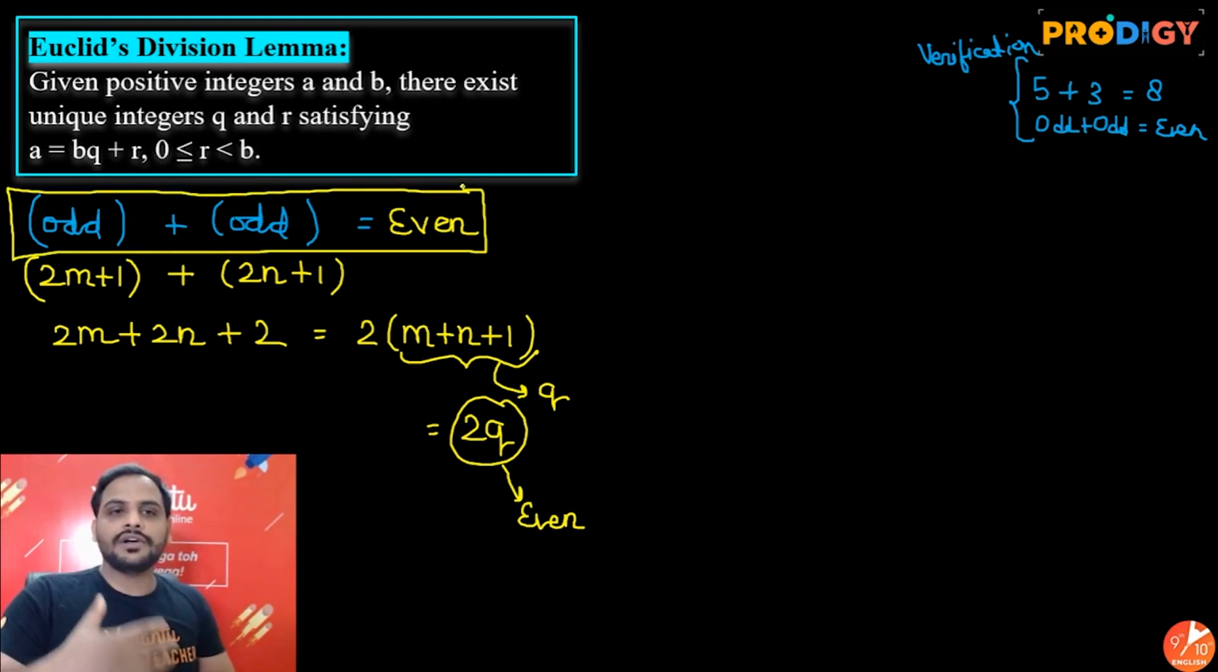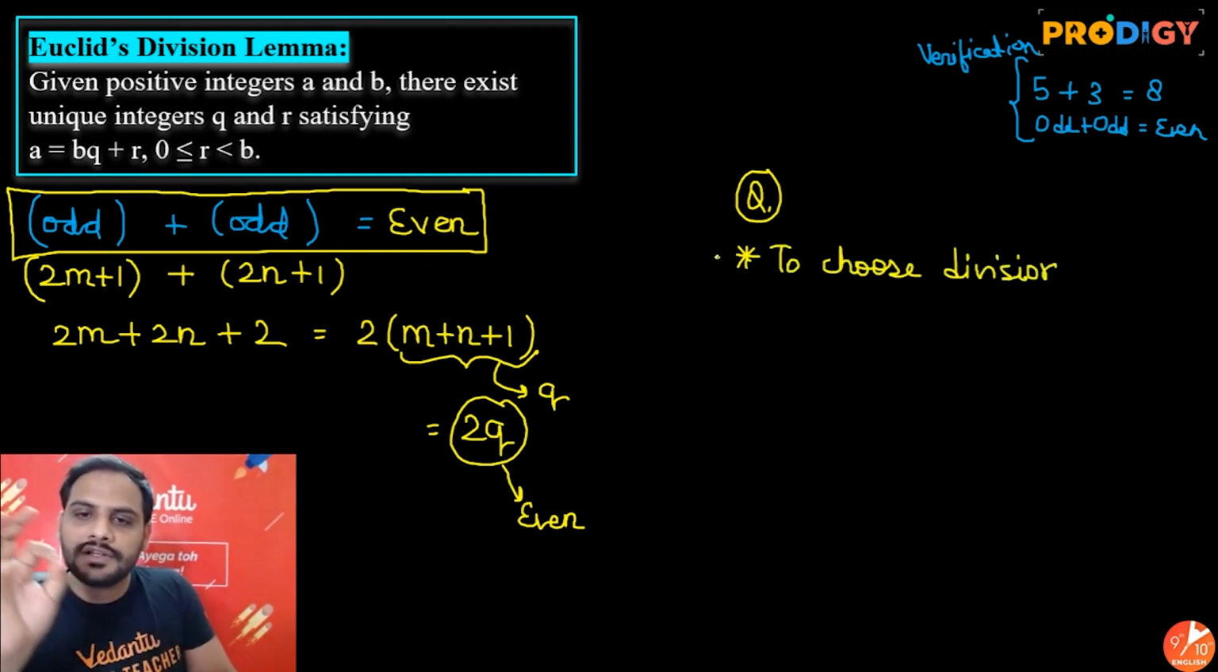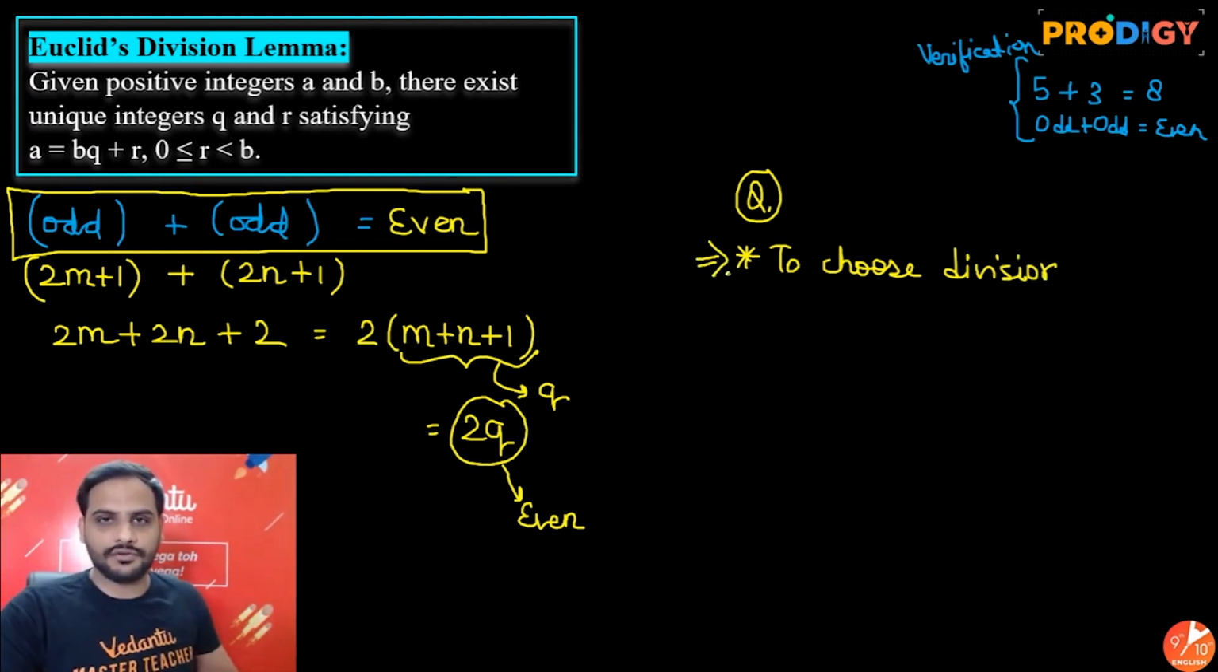So this is how we use the Euclid's division lemma in different types of questions. Remember, in all questions, the first important thing is to choose the divisor. It is the most important part of the question. What divisor you are going to choose? Once you understand how to choose the divisor, all the questions will be very easy. Will be a cakewalk for you all. So this is the whole idea behind Euclid's division lemma.